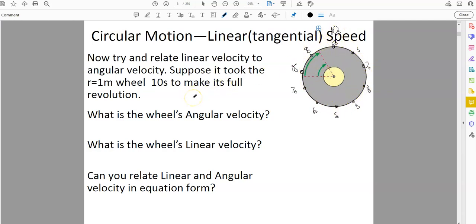Okay, and we want to know what is the angular velocity of this. We also want to know what its linear velocity is, and finally, is there a way to relate the equations for linear velocity to angular velocity? All right, so pause the video and try to answer these 3 questions on your own. Okay, pause now.